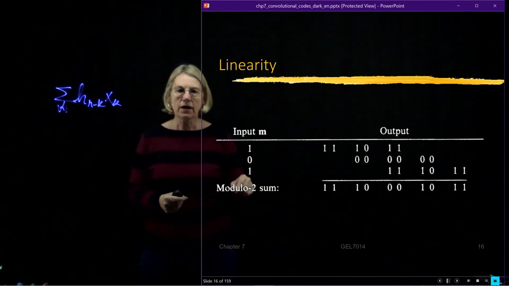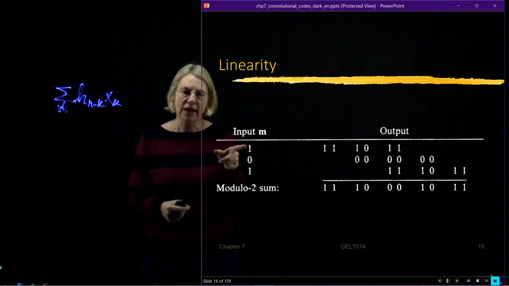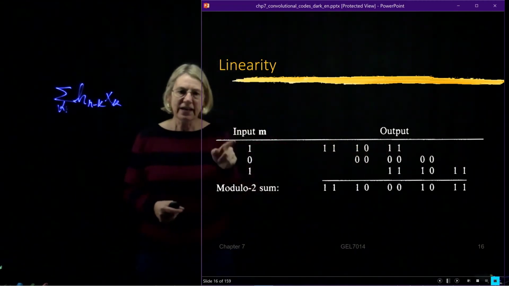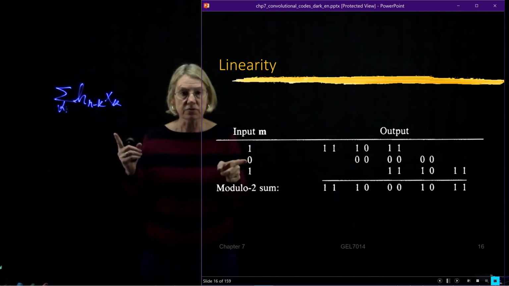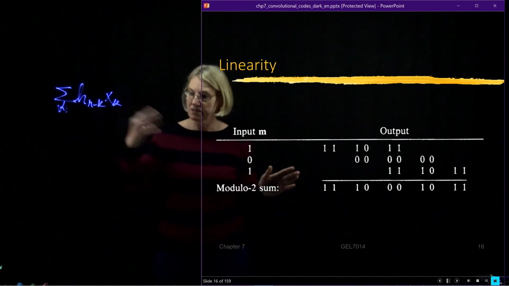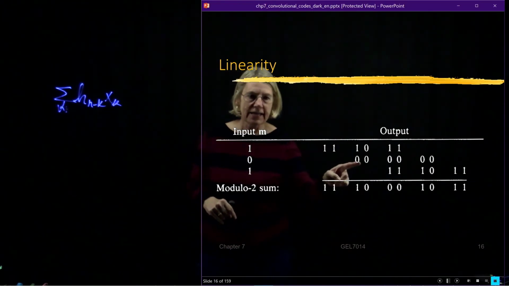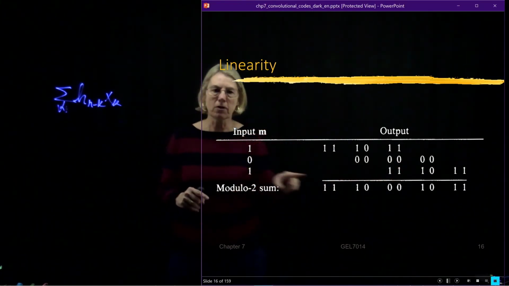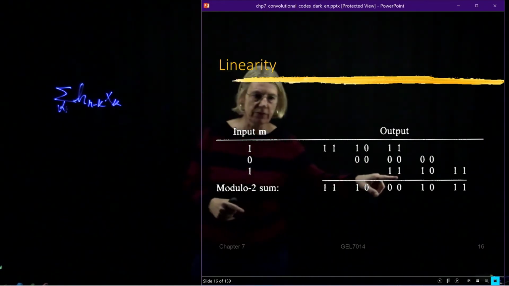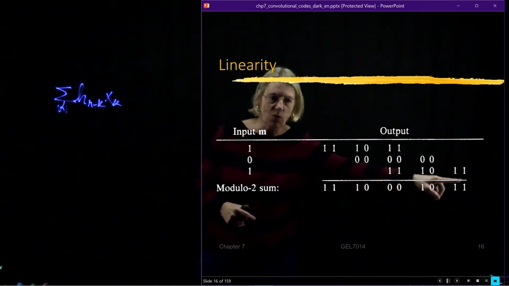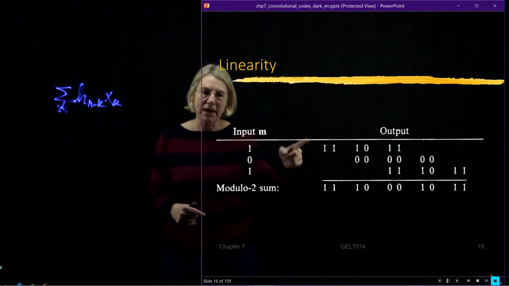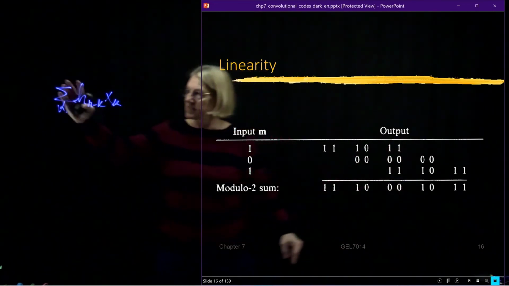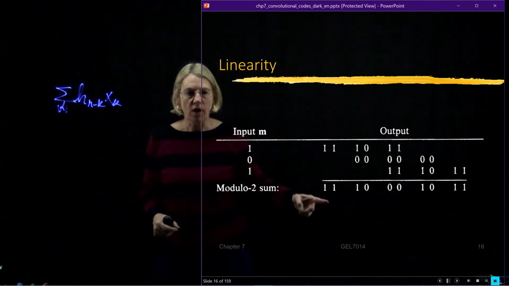So I take the impulse response and I multiply it by 1. Then I get 1, 1, 1, 0, 1, 1. Then I take the next one, 0, times the impulse response, and I'm shifting it because I'm doing this summation over k. Of course, when I multiply I get 0. Then I get 1, and now I'm multiplying it, and I've shifted over, k equal 2 now. And so I have 1, 1, 0, 1, 1. And I do the modulo 2 summation here. So I get 1, 1.